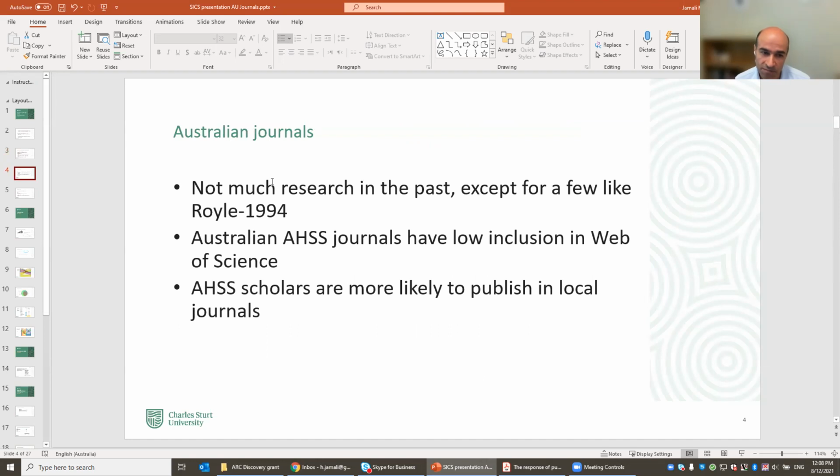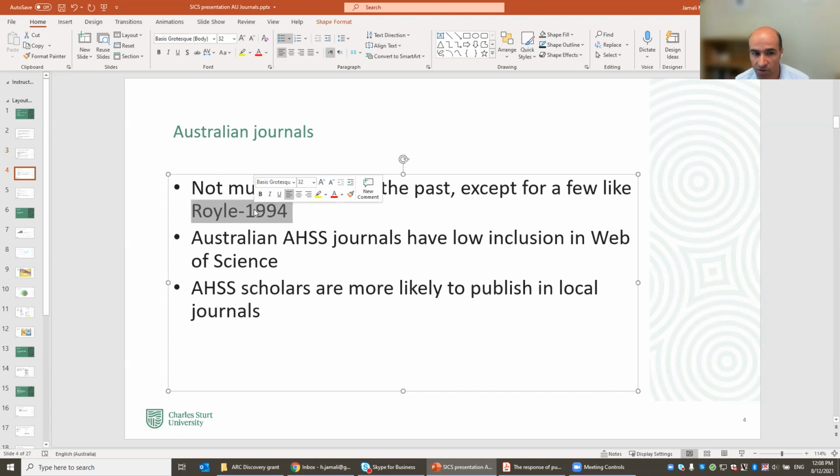Australian journals, before we started this research, we didn't know much about them. Not much research has been done. Some research like 10, 20 years ago. A few research showed that generally speaking, arts and humanities and social science journals, Australian journals, have low inclusion in Web of Science. And if you're aiming to publish in the prestigious journals, if you're a social scientist, therefore you don't have a lot of options.